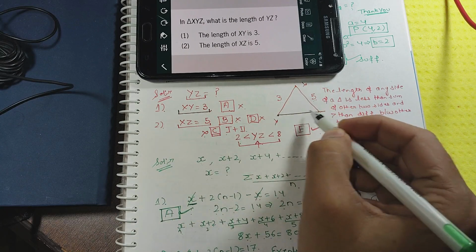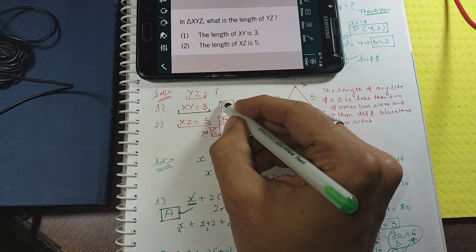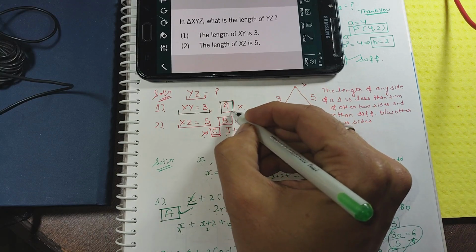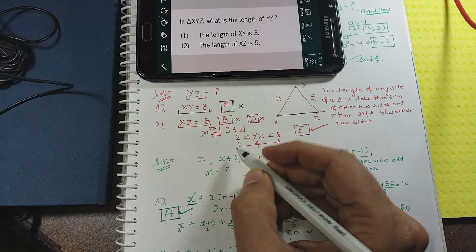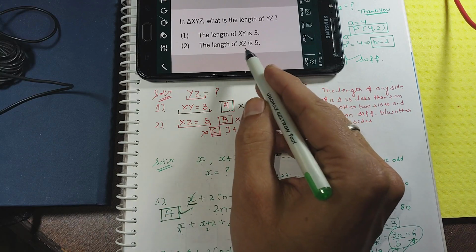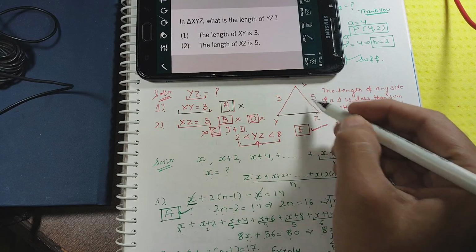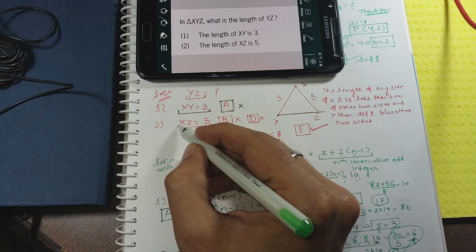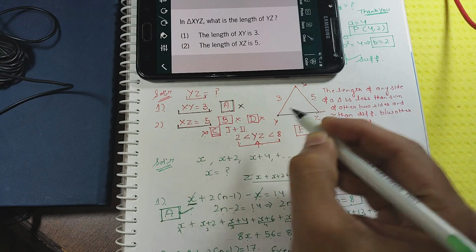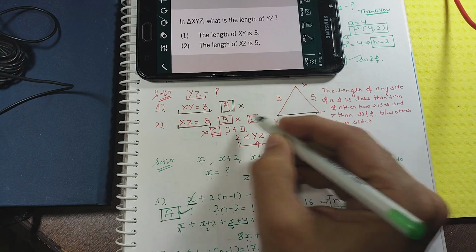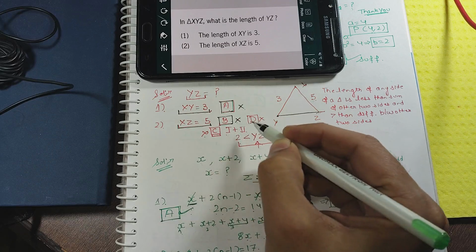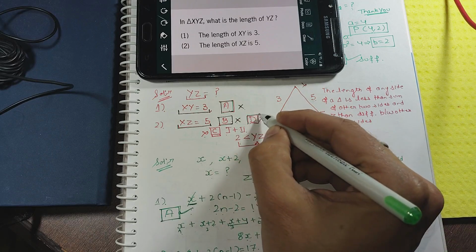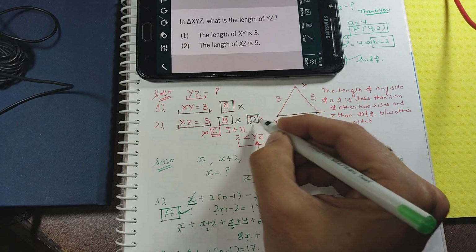So with this I can't find the value of YZ, so we will say that statement A is not sufficient to answer my question. Now, moving to statement 2. Statement 2 tells me the length of XZ is 5. So XZ is 5. This also doesn't give us any information about YZ, so I will say that statement B is also not sufficient to answer my question. So this makes statement D also not sufficient.